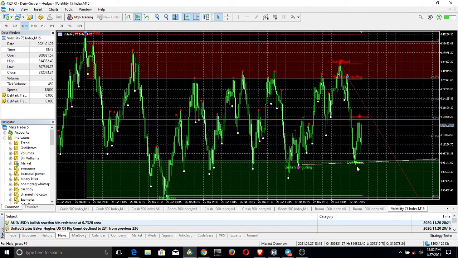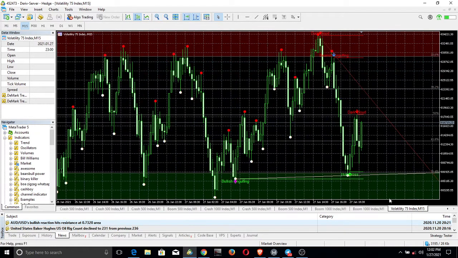Now you see the entry point here. Let me zoom out again a bit so you see that. You see there's an arrow here, the bull cross. You see it showed at a level. This is a level zone, the demand zone. It moved upwards. And here also it showed up and it moved up.